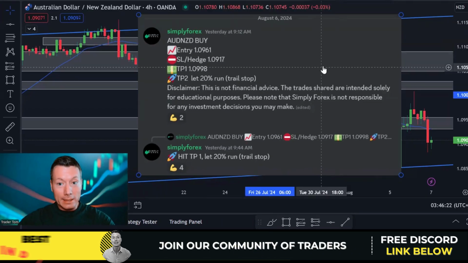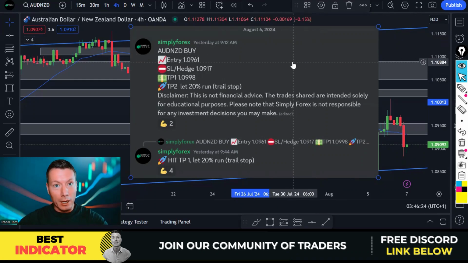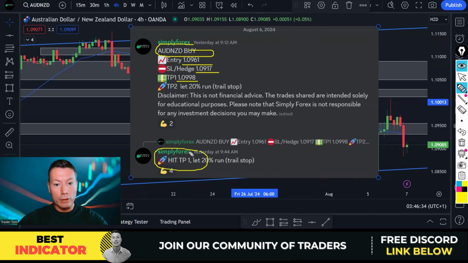So let's take yesterday's trades. This was a perfect example of a structure break, right? Now, this was Aussie dollar, New Zealand dollar buy. This was my entry, stop loss, take profit, and you can see the trade hit target, right? And this was a structure break trade. That's all it was. It was as simple as that.